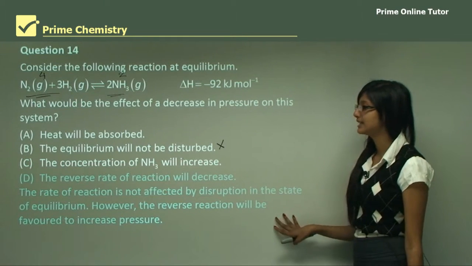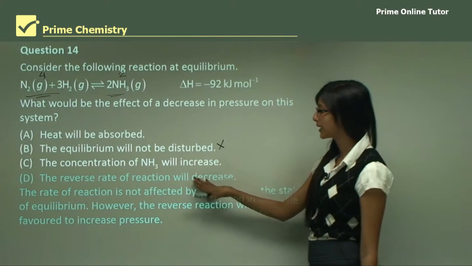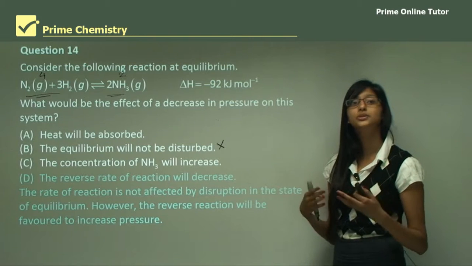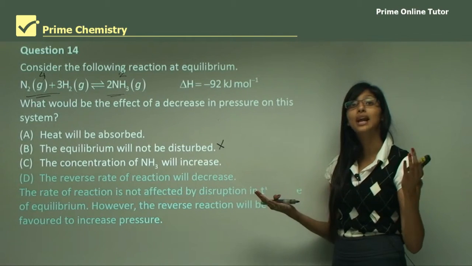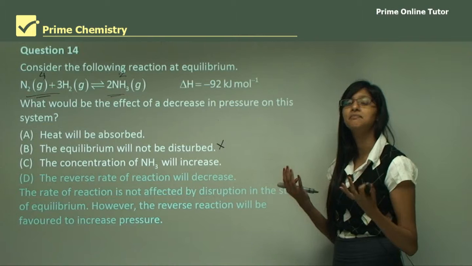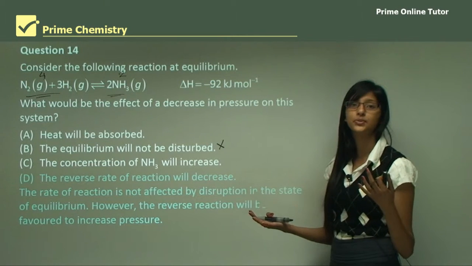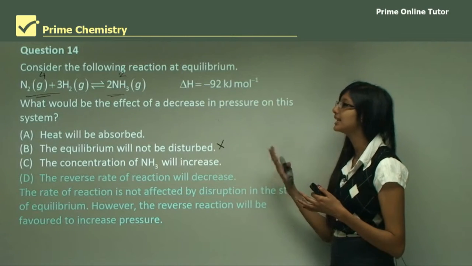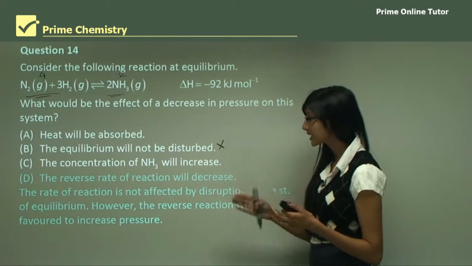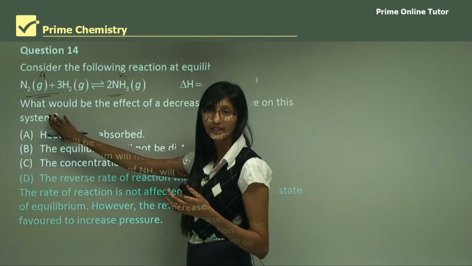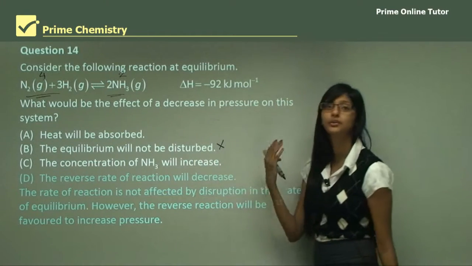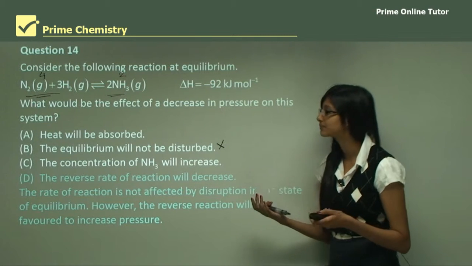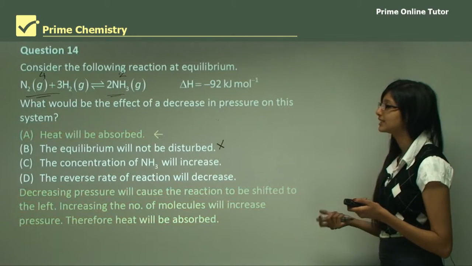And let's look at D. D says the reverse rate of reaction will decrease. Now, the change in pressure will not increase or decrease the rate of reaction. It will only affect which side of the reaction is favored. Is the forward reaction favored or the backward reaction favored? In this case, the reverse reaction will be favored, because we know the reaction will proceed to the side that has more molecules. Hence, our answer is A.